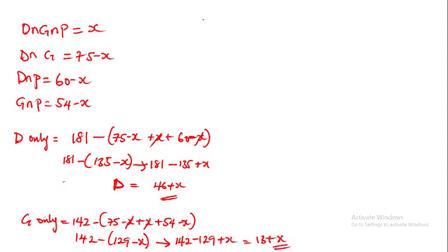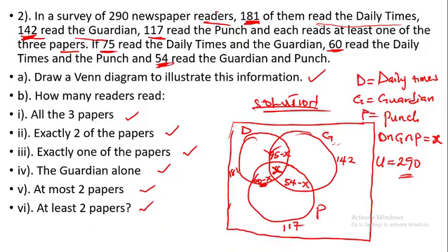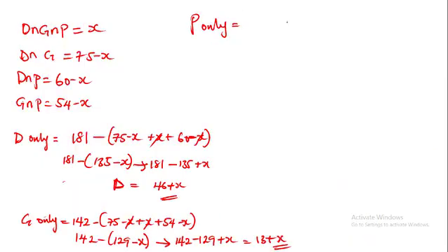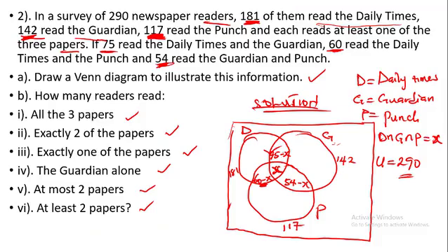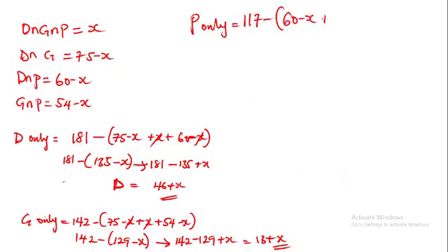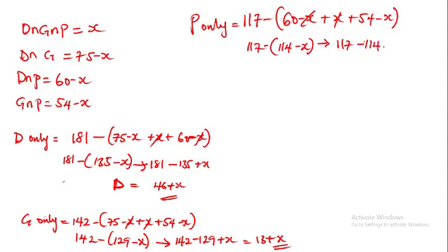Okay, let us solve for P only. From the question, P, which is Punch, has 117 readers. 117 minus everything inside the P set, which is 60 minus X, we have X, we have 54 minus X. So we have 60 minus X plus 54 minus X. And remember, this minus X will cancel this plus X. So we have 117 minus 114, since 60 plus 54 is 114, plus X. Then our P only will be equal to 117 minus 114, which gives us 3 plus X. Okay, that's the value of P only.